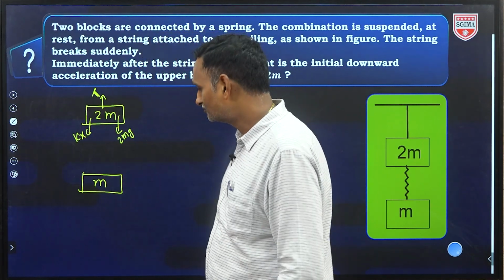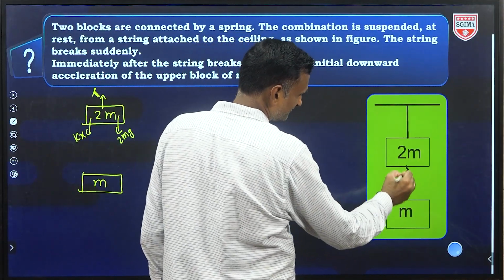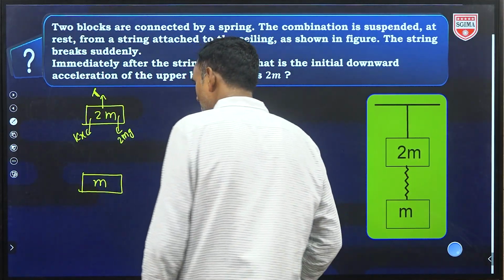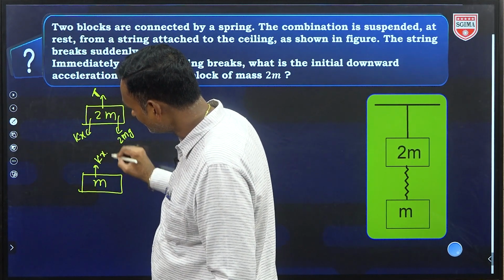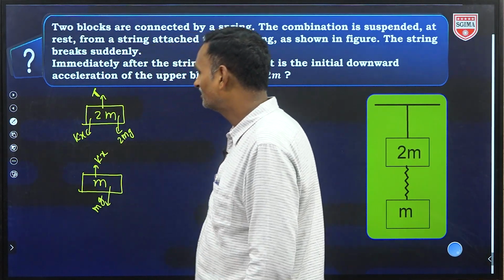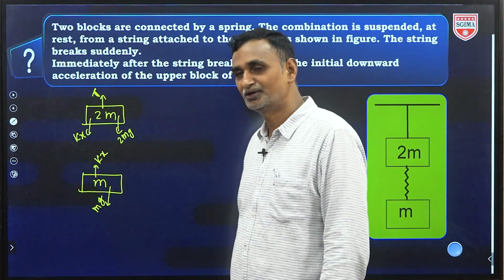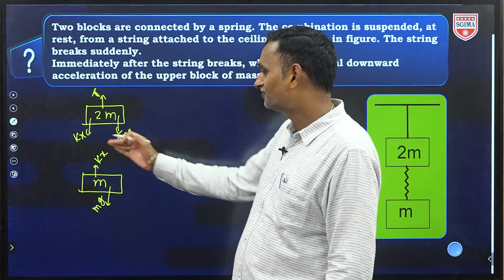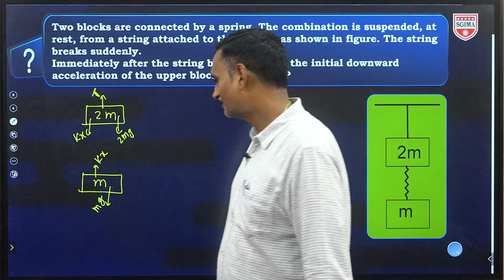Now on this block, the m block, what is it connected with? The spring. So here the spring force will be exerted upward. This is kx, and the downward force will be mg. And this is in equilibrium, meaning before breaking the string it is in equilibrium. So we can write upward force equal to downward force. From this condition, what do we write here?